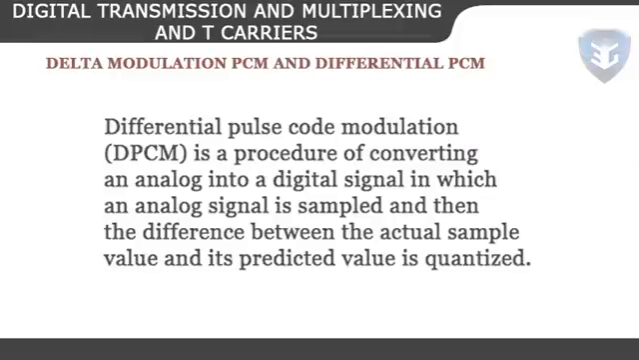Differential pulse code modulation, or DPCM, is a procedure of converting an analog into a digital signal in which an analog signal is sampled, and then the difference between the actual sample value and its predicted value, based on previous sample or samples, is quantized and then encoded, forming a digital value.